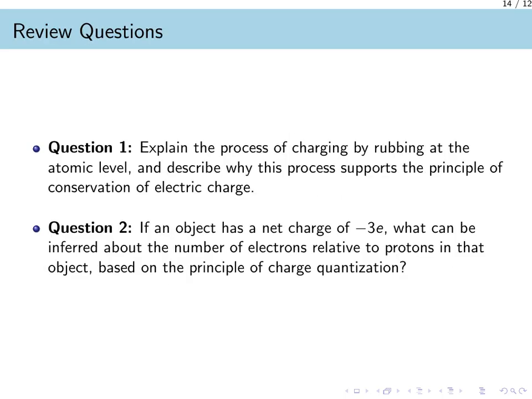Before we conclude this module, here are 2 review questions for you to consider and work through. Question 1 asks you to explain the process of charging by rubbing at the atomic level, and to specifically describe why this process fundamentally supports the principle of conservation of electric charge. Question 2 asks, if a physical object is measured to have a net charge of -3 E, what can be logically inferred about the total number of electrons relative to the number of protons in that specific object, based entirely on the principle of charge quantization?